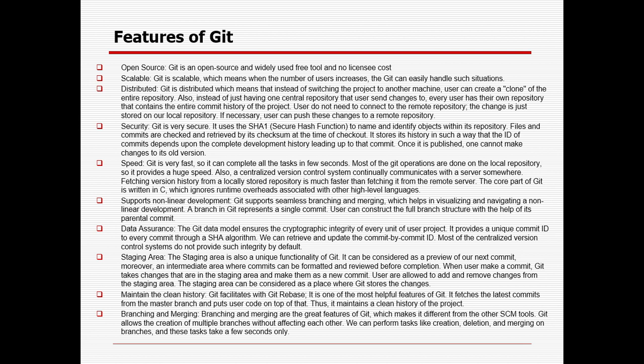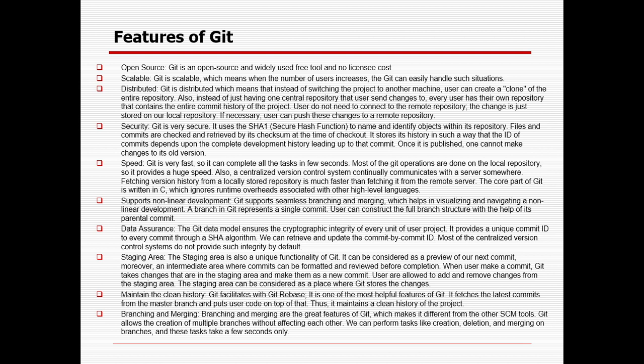Speed: I already mentioned Git is very fast. It can complete all the tasks in a few seconds. Most of the Git operations are done on the local repository, so it provides huge speed. A centralized version control system continually communicates with a server somewhere. Fetching version history from a locally stored repository is much faster than fetching it from a remote server, because Git works primarily in the local repository. That is the reason it is very, very fast. The core part of Git is written in C, which avoids the runtime overhead associated with other high-level languages.